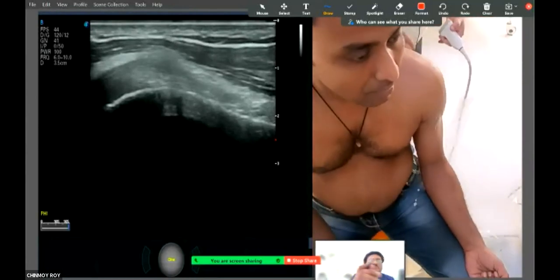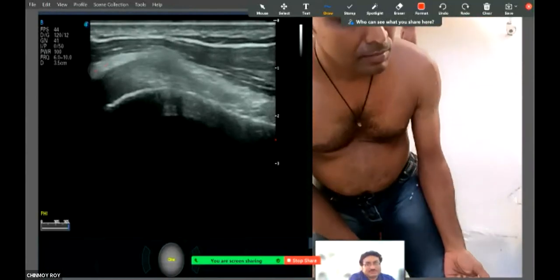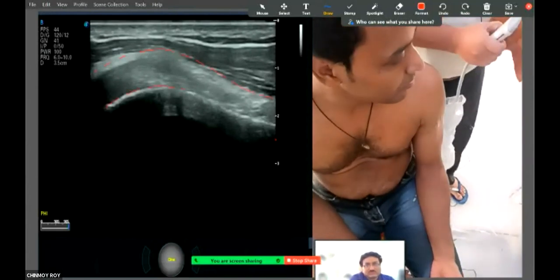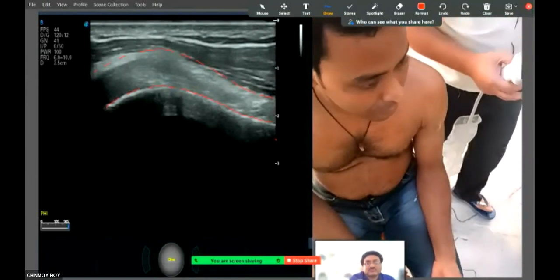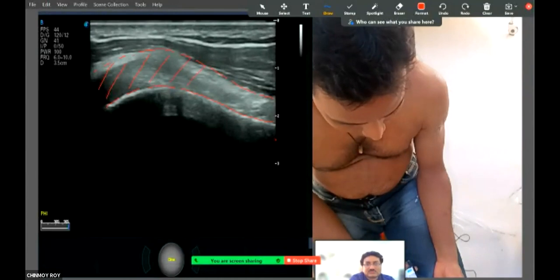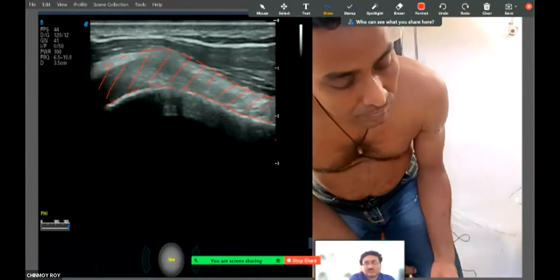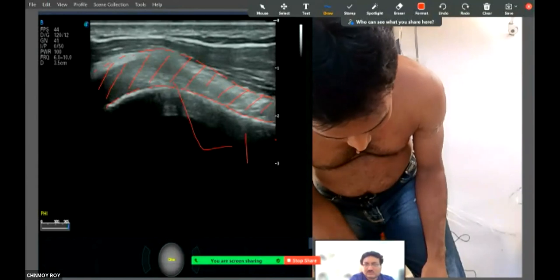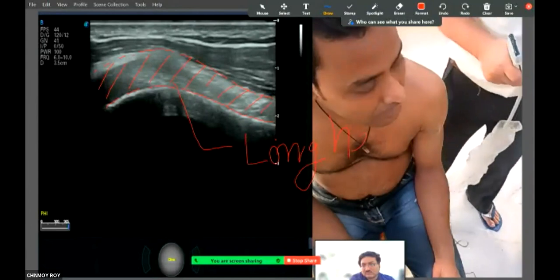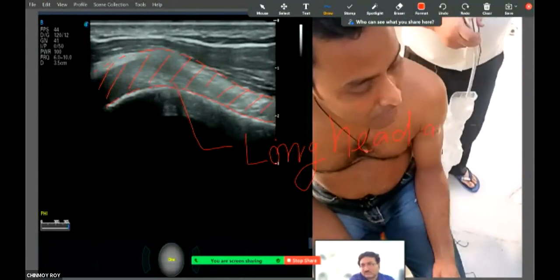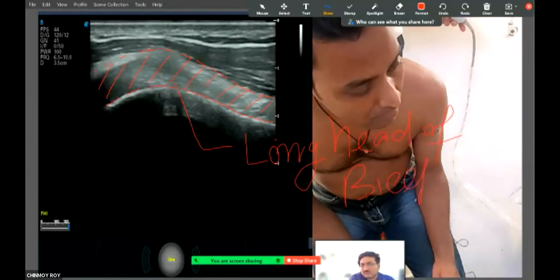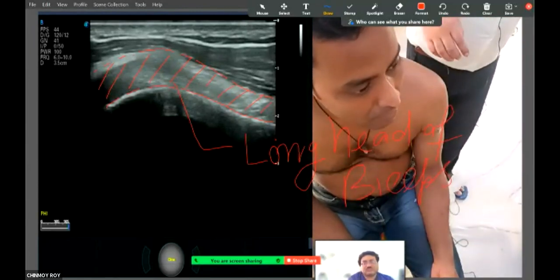Okay. So this is where we are seeing inside the groove. Inside the groove, one side is the greater tuberosity, one side is the lesser tuberosity, and this is just inside the groove. The whole tendon we can see going directly straight, and this is the long axis view of the long head of biceps tendon.